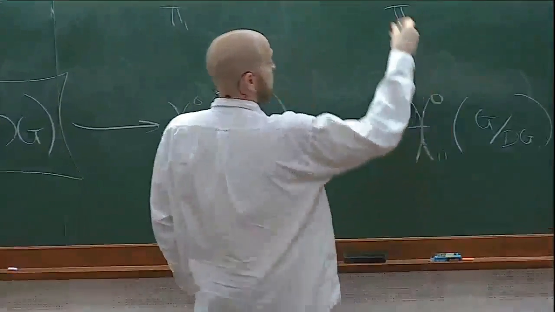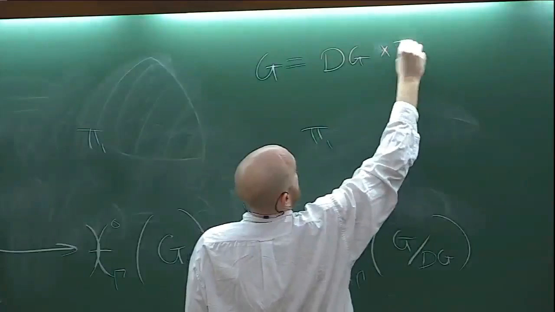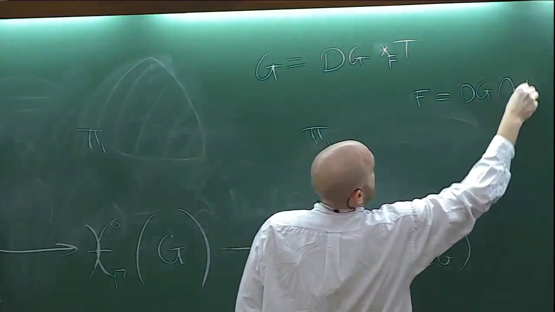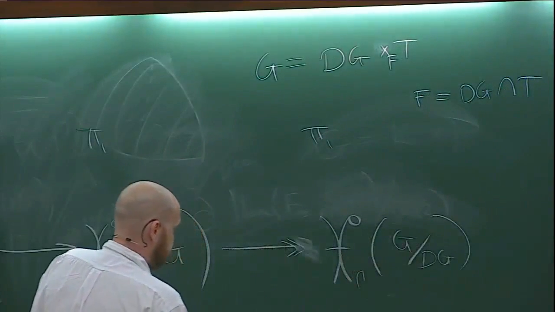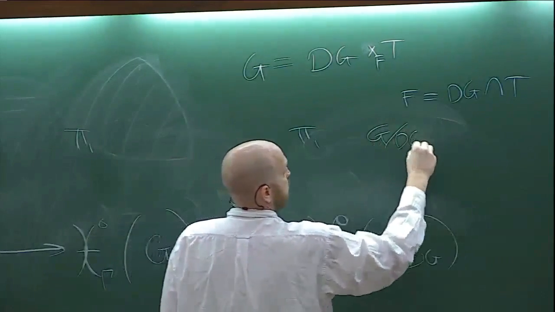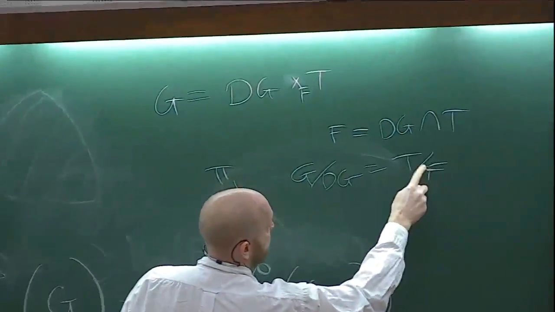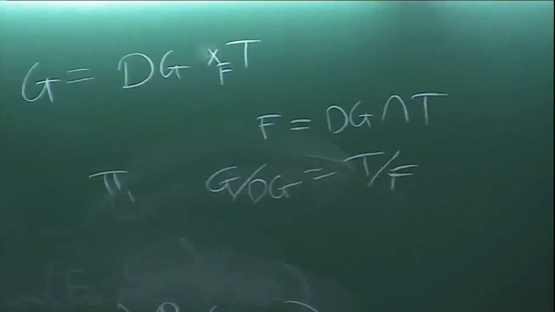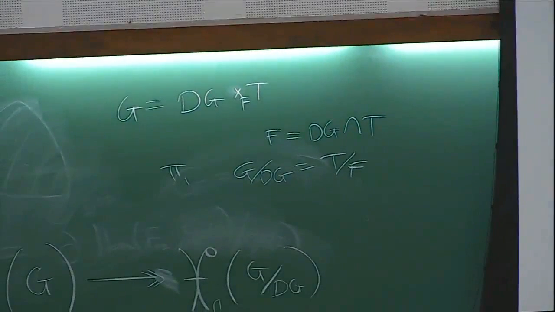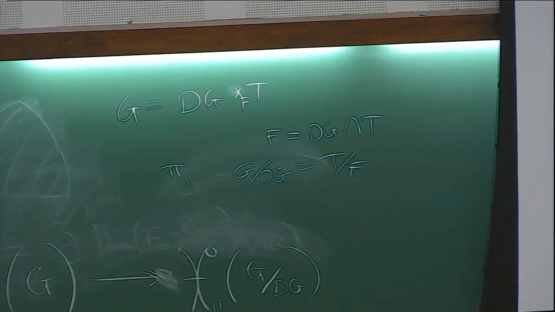Okay, using the decomposition for reductive groups, we get that this is DG cross a central torus mod F, where F is the intersection of this with the torus, so it's central. And so when you quotient G by DG, you just get T mod F. And a finite group acting freely on a torus gives you another torus of the same dimension. So the character variety effectively becomes a product.